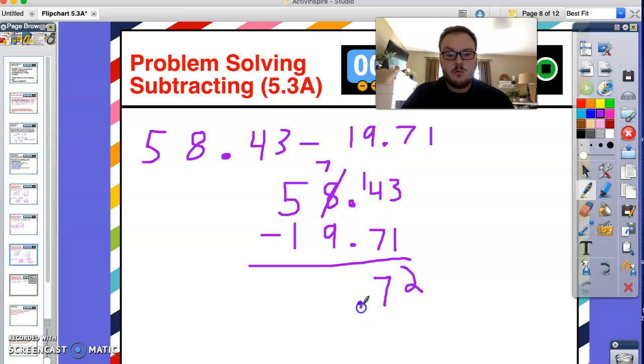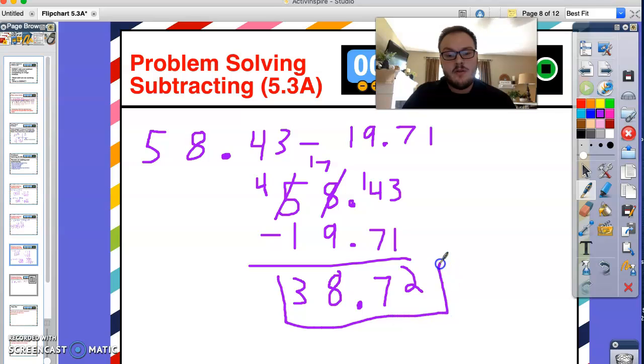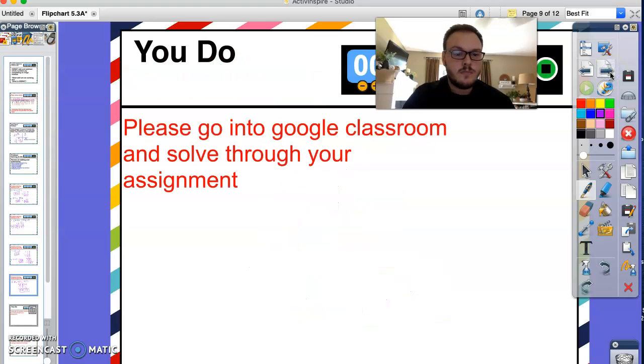Bring down my decimal. I cannot do 9 away from 7, so I need to go next door, cross out the 5, make it into a 4. 17. 17 take away 9 is 8. 4 take away 1 is 3, so I have a difference of 38 and 72 hundredths. And again, don't forget to check your work.